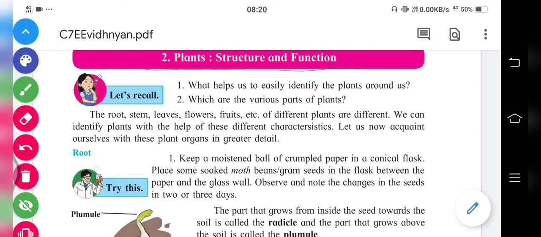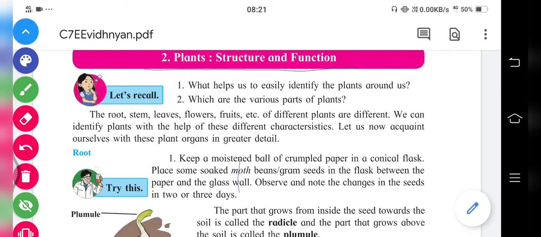Next, what is the root? The root is the part of the plant that grows under the soil and supports the plant. That is the basic definition: the part that grows under the soil is called a root, and its function is to support the plant.